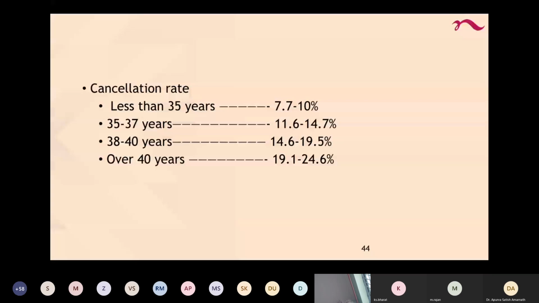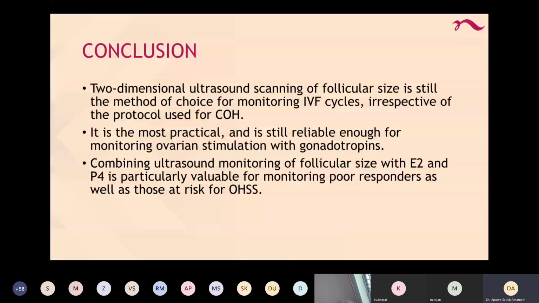So in conclusion, in terms of monitoring, 2D ultrasound scanning of the follicular size is the method of choice in IUI and IVF cycles, irrespective of which protocol is used. It is the most practical because it gives us the maximum information and it is reliable enough alone for monitoring the ovarian stimulation with gonadotrophins. Combining ultrasound monitoring of follicular size with E2 and P4 is particularly valuable for monitoring poor responders as well as those at risk for hyperstimulation.